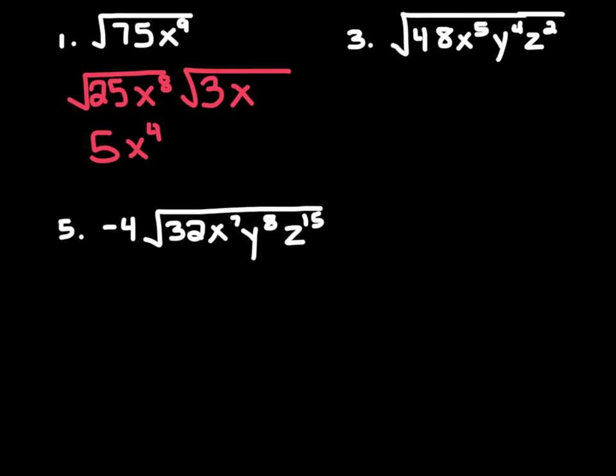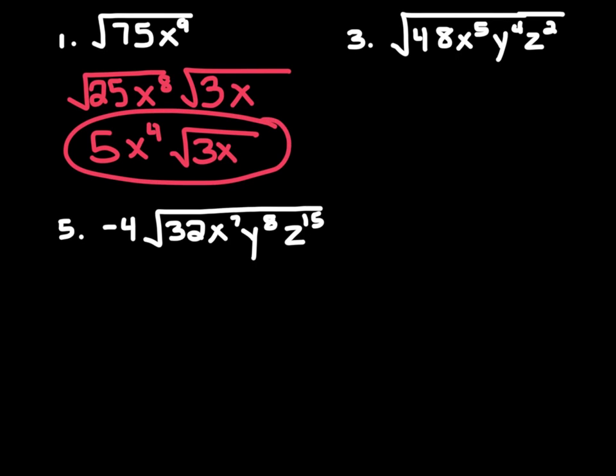And then whatever's in this radical, nothing is going to simplify because we've already taken out as much as we can out of the radical. So you're just going to take that and bring it right down. So there's our answer.